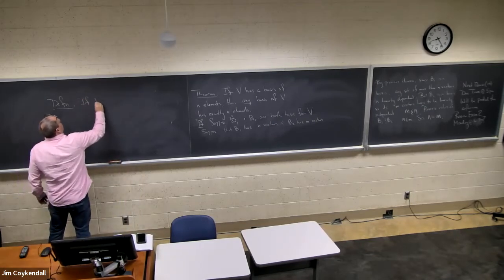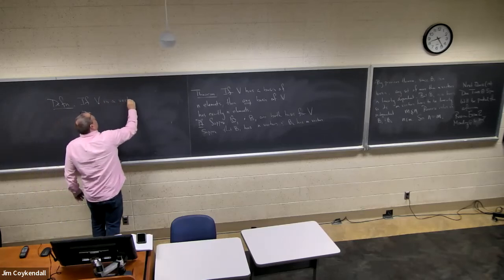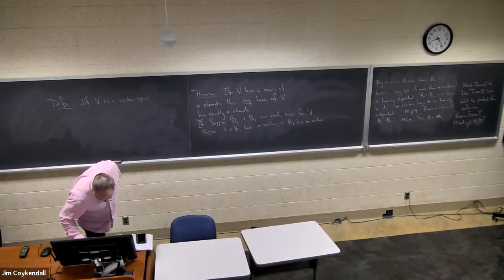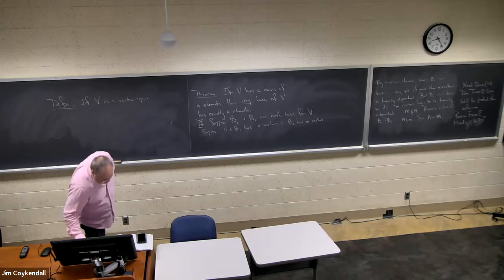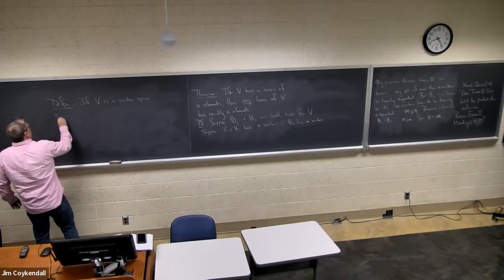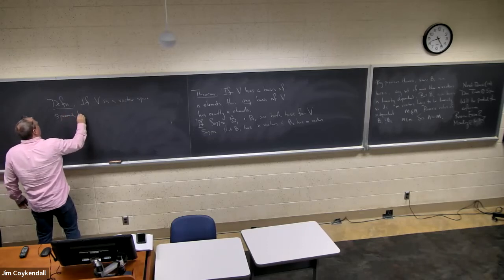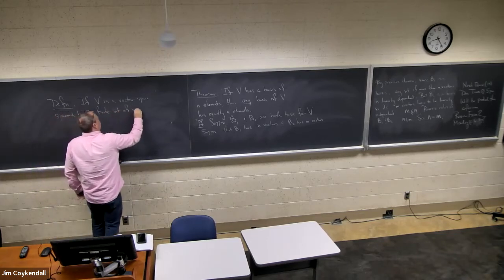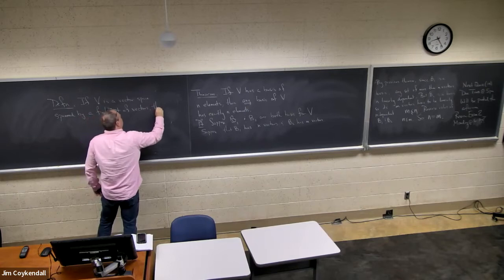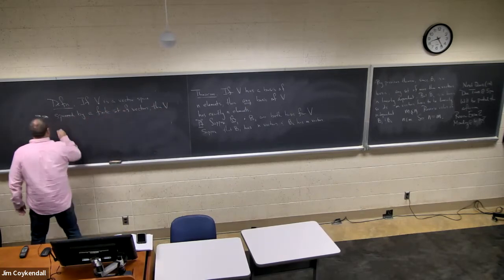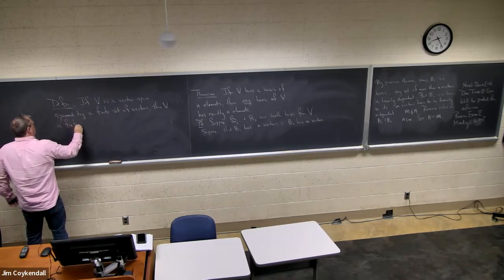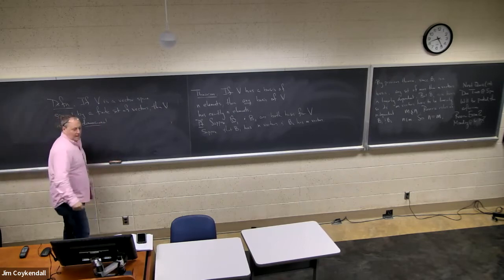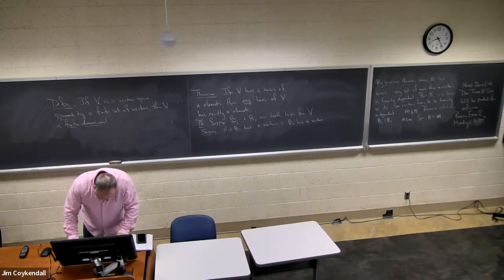Here's a vector space, and its basis has a finite number of elements. Well, it's spanned by a finite set of vectors, then it's called a finite dimensional vector space.